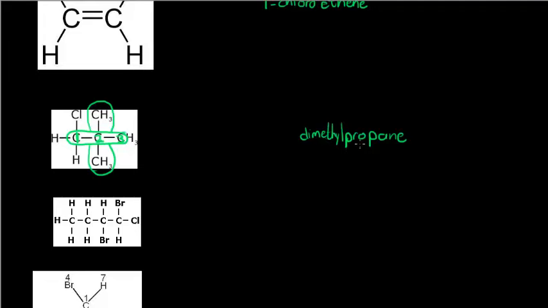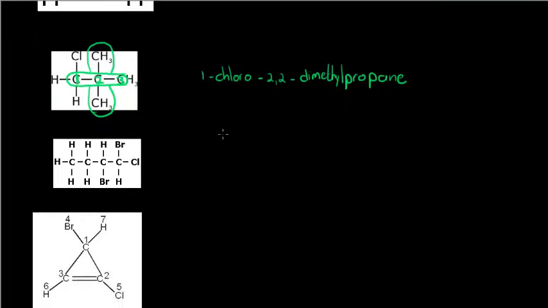A dimethyl propane. Why dimethyl? Because there's 2 methyl groups, that's why di. And now those methyl groups are both at the number 2 carbon. And then in front of this we will have a chloro. So it's 1-chloro-2,2-dimethylpropane. Fairly simple. Okay, here we have a 4-carbon chain.